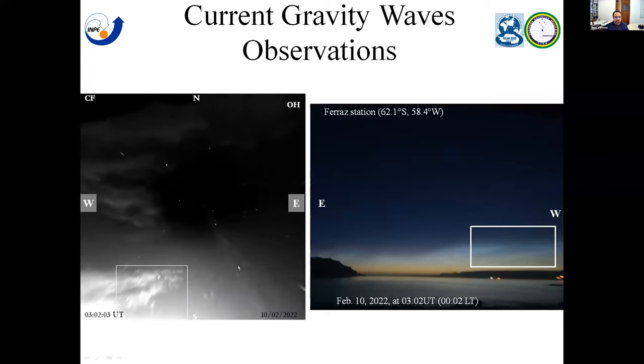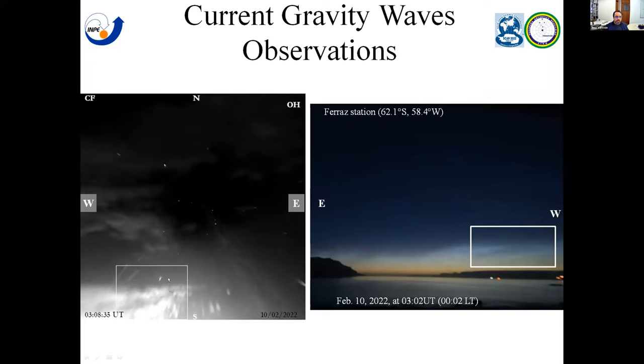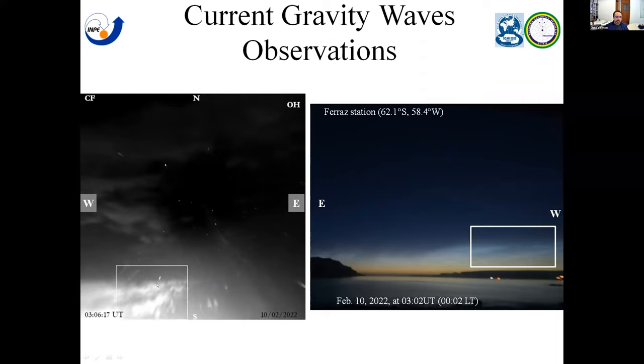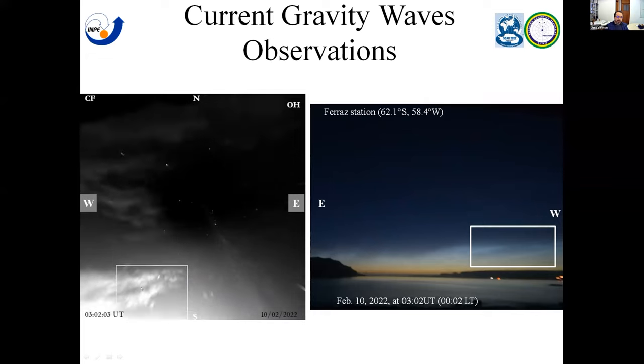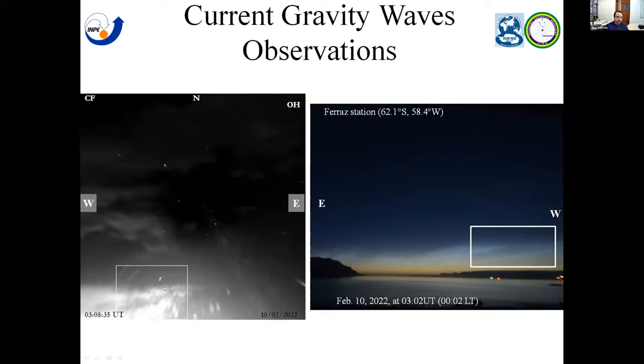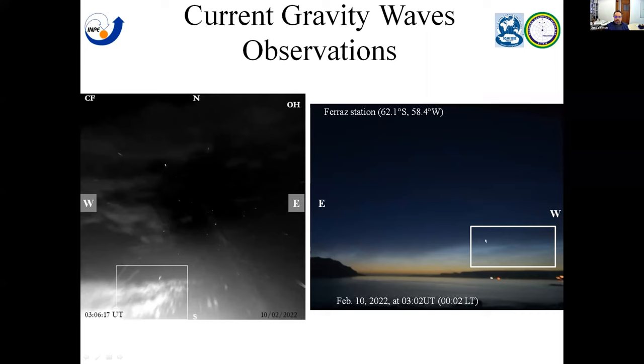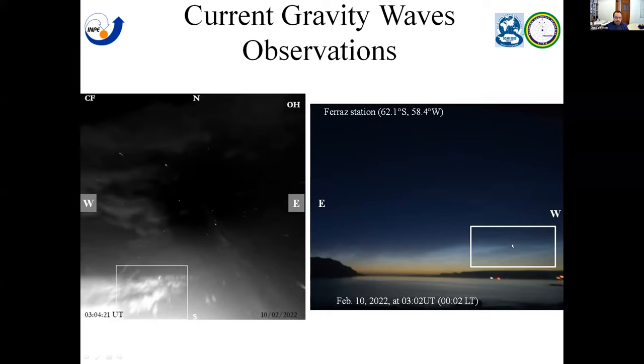This event was also seen by the all sky camera. We can see it on the left. And here's a short animation of this mesospheric cloud. And here's the same structure on the right side.